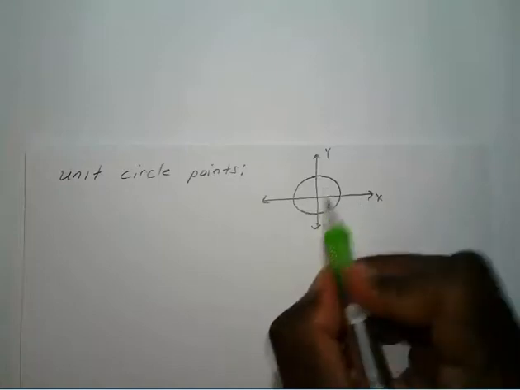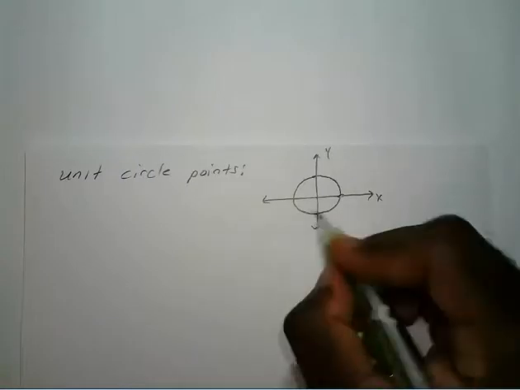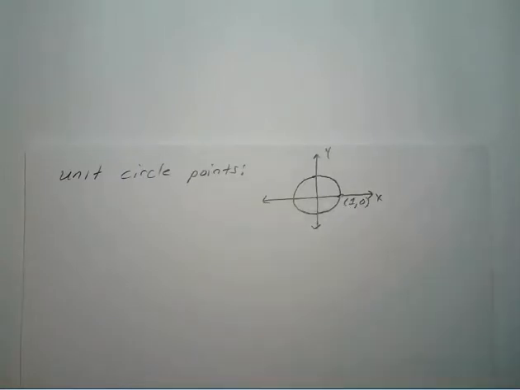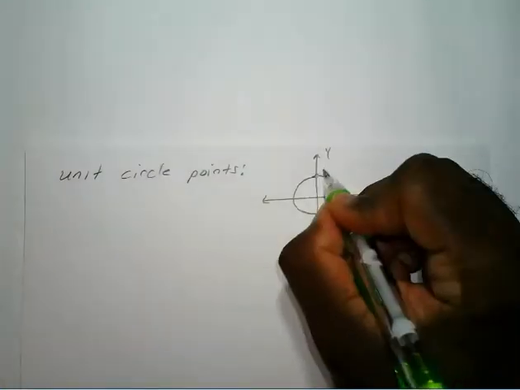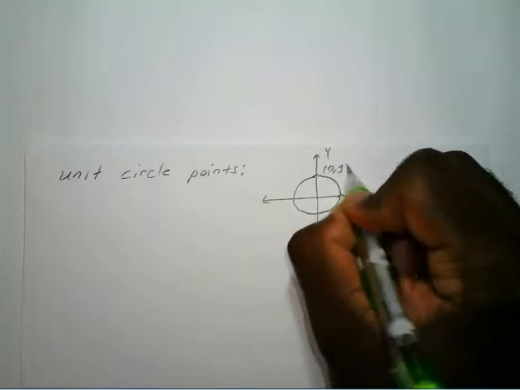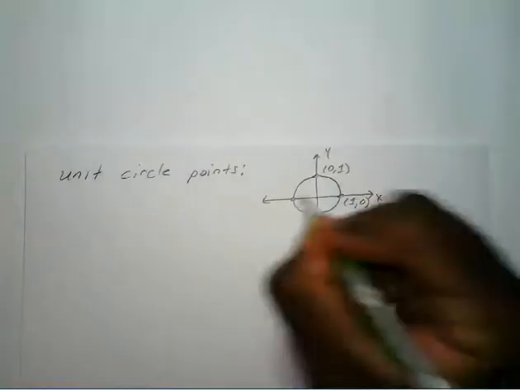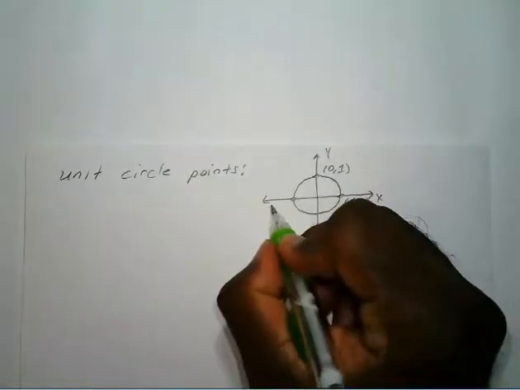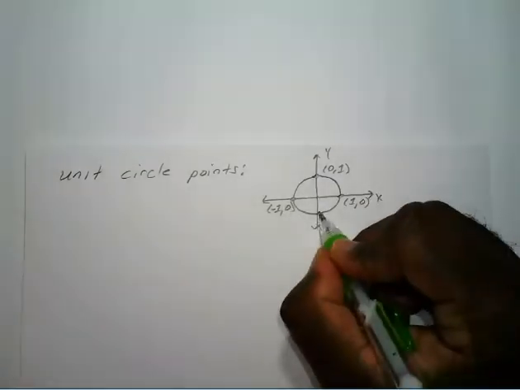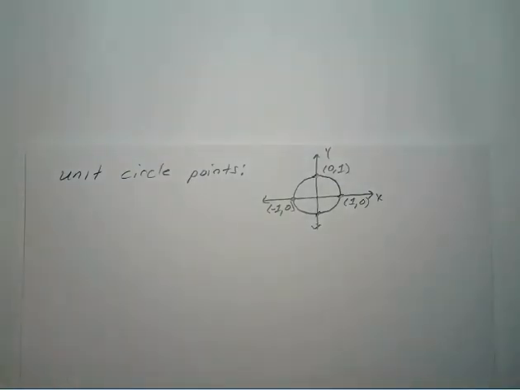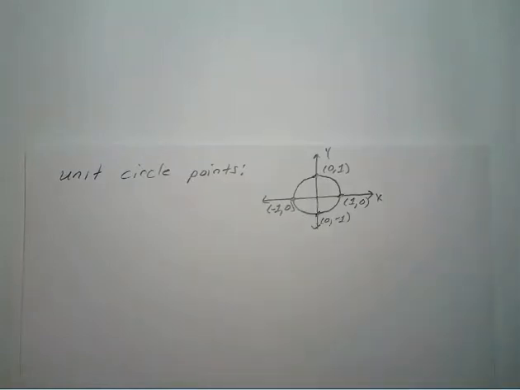Remember, it's a radius of 1. So if you go from the center to this point on the x-axis, that point is x equals 1, y equals 0. You go from the center to this point on the y-axis, that's x equals 0, y equals 1. If you go from the center to this point on the negative portion of the x-axis, that's x equals negative 1, y equals 0. And from the center to this point on the negative y-axis, that's x equals 0, y equals negative 1.